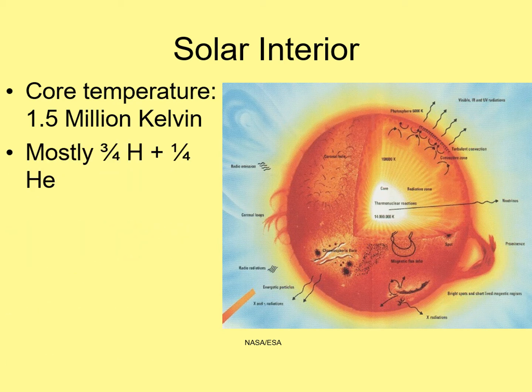In most of the interior, the composition must be about the same as the surface, around 3/4 hydrogen and 1/4 helium, with a couple of % heavier stuff. The exception is the core, where there's excess helium.